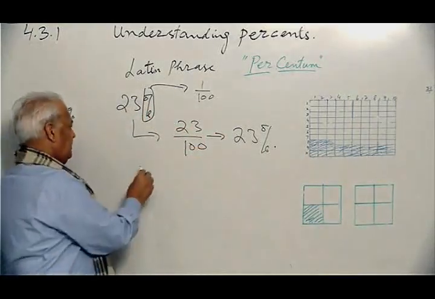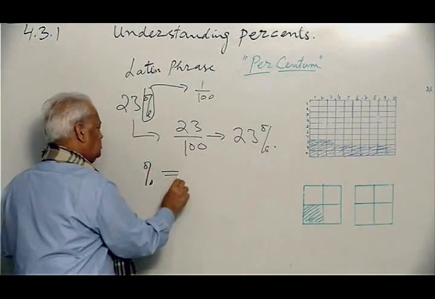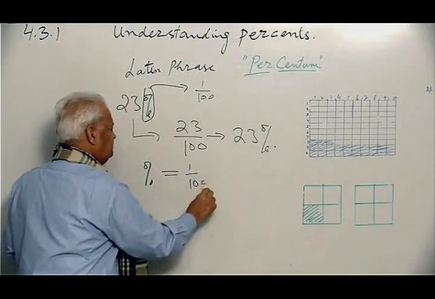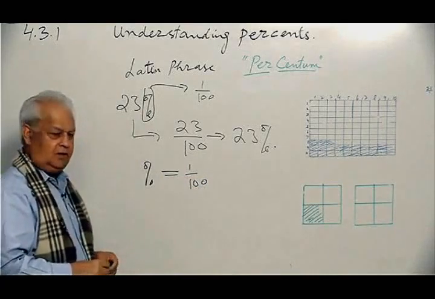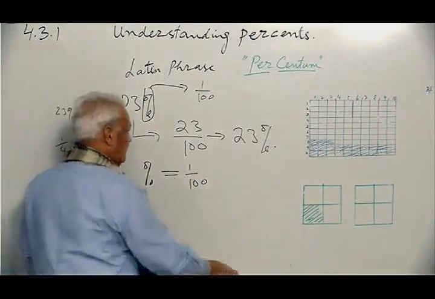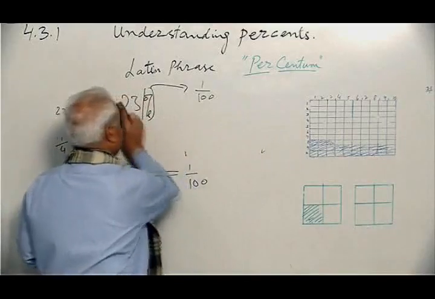So the percent symbol equals 1 over 100. Okay. So let us now write a few more things in terms of percentages.